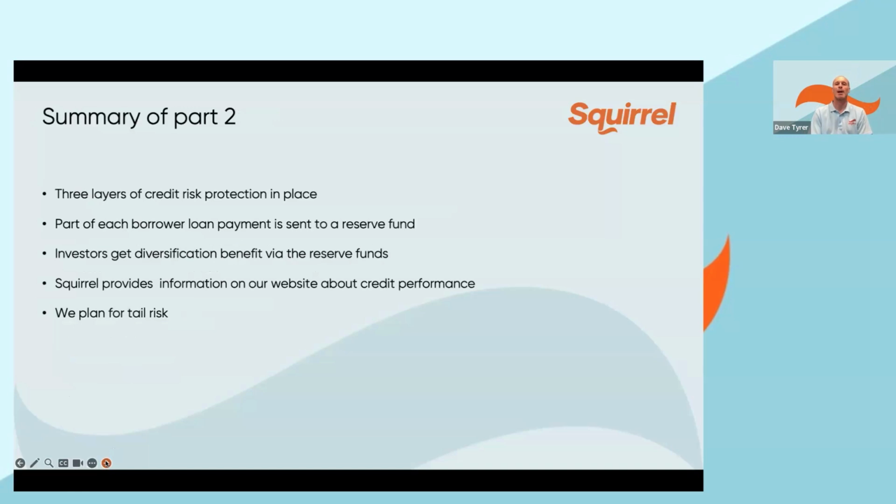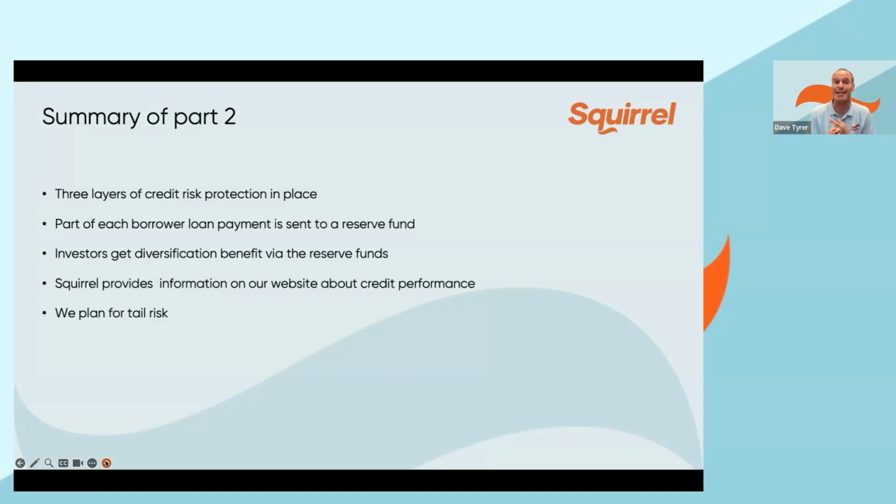So as a summary for part 2, remember this was about how Squirrel helps manage that credit risk on behalf of our investors. We have 3 layers of credit risk protection in place. So layer 1 was we're going to assess the borrower and make sure that they're worthy of the loan that we're going to provide them. No different to the way that a bank operates.